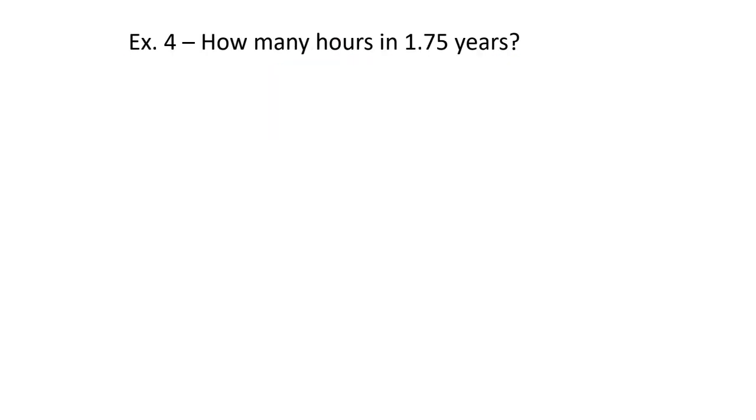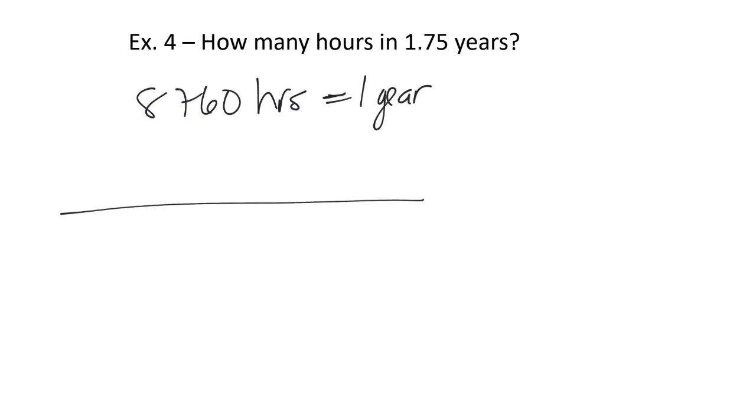Okay, so this is how many hours in 1.75 years. Now, you can do 2 steps because we know 365 days are in 1 year and 24 hours are in 1 day. Or you can just multiply the 24 times 365 and you get 8760 hours in 1 year. Okay, so that's what I'm going to do. I like to do 1 step whenever possible. It just makes it a little bit easier. But you do you. As long as you show the work, that's all I ask.